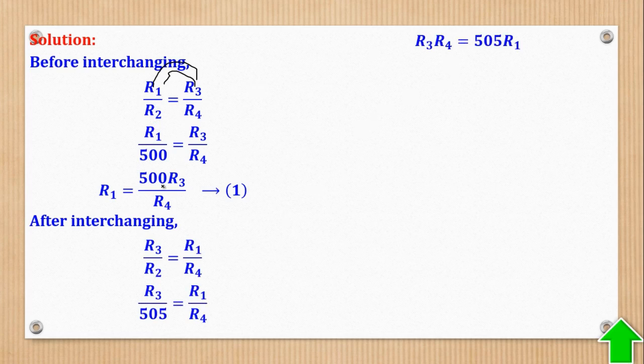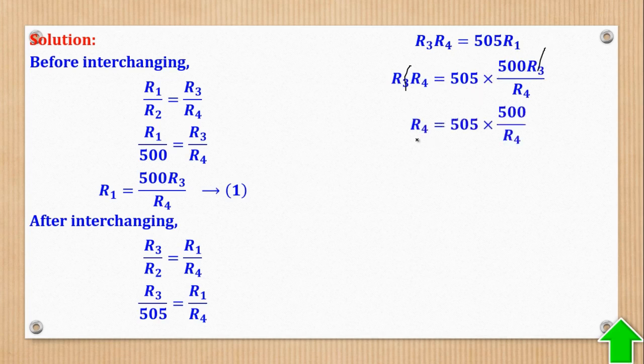Now the good thing is we already know the value of R1, so substitute for R1. Then from here this and this can cancel to remain with that. Then this one can go this side to give you R4 squared, and this times this will give you 500. Then the square root will give you the value of R4 as this, and that's what they wanted.